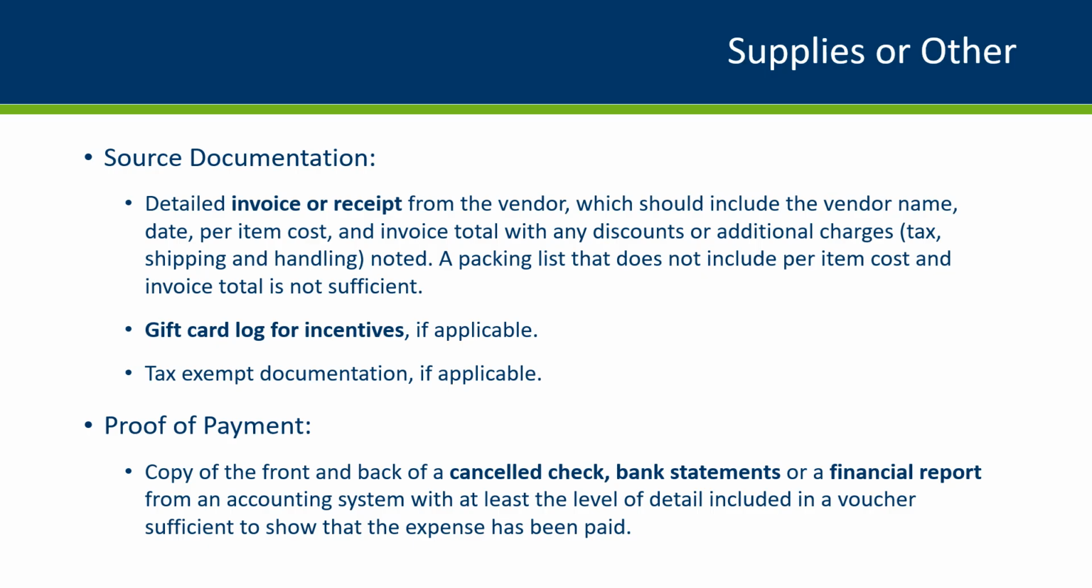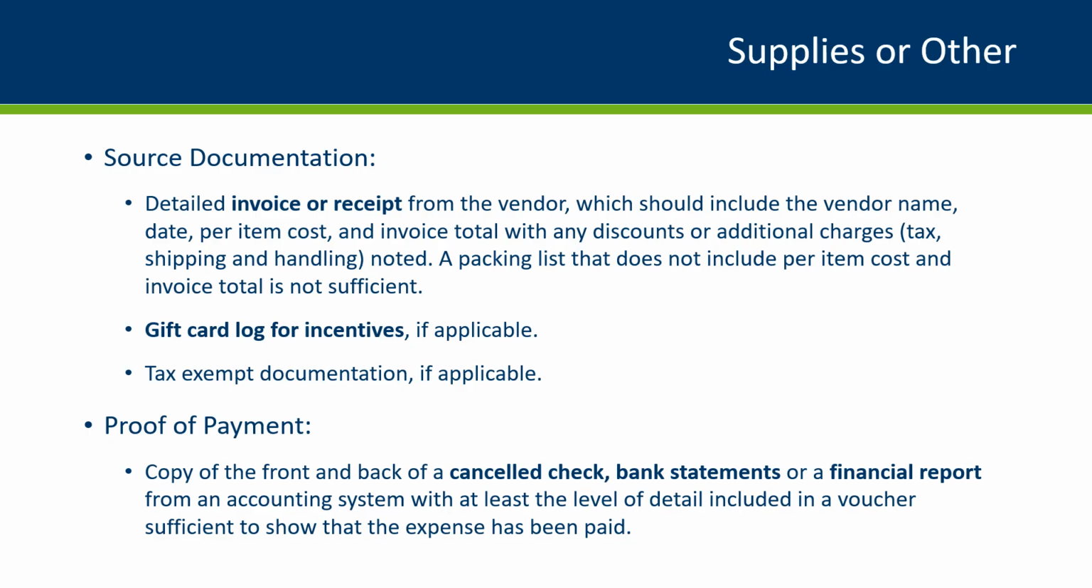Supplies or other category. The source documentation needed for supplies or other category would be a detailed invoice or receipt from the vendor, which should include the vendor name, date, per item cost, and invoice total with any discounts or additional charges like tax, shipping, and handling noted. A packing list that does not include per item cost and invoice total is not sufficient. Gift card log for incentives, if applicable.